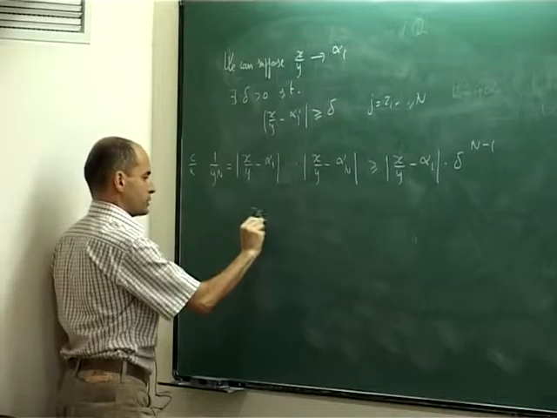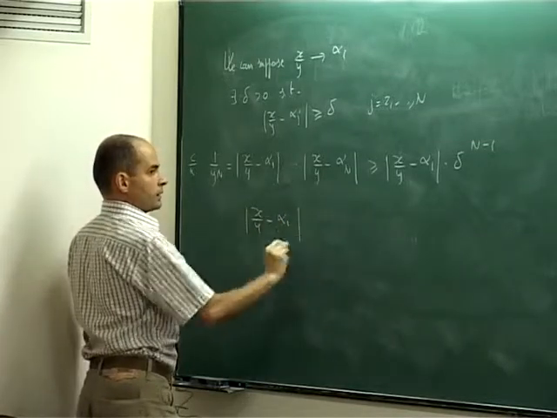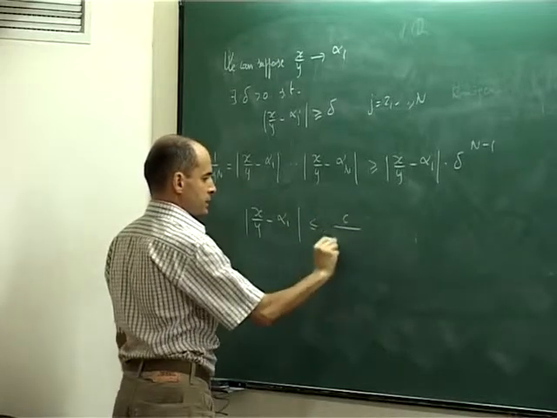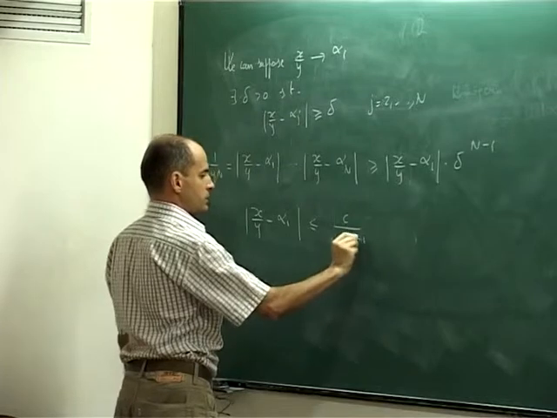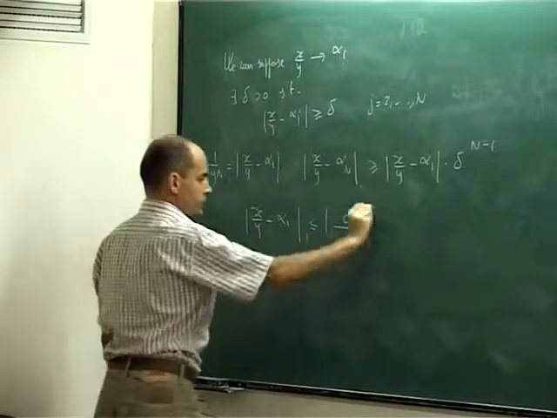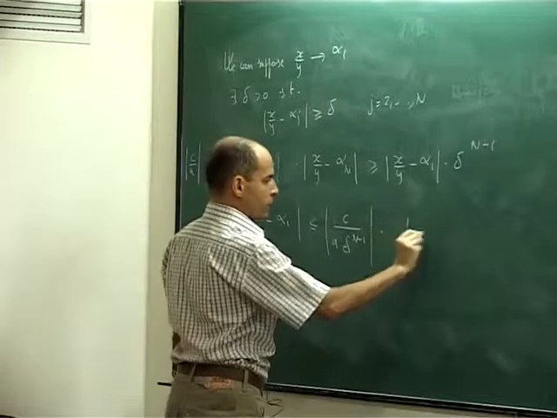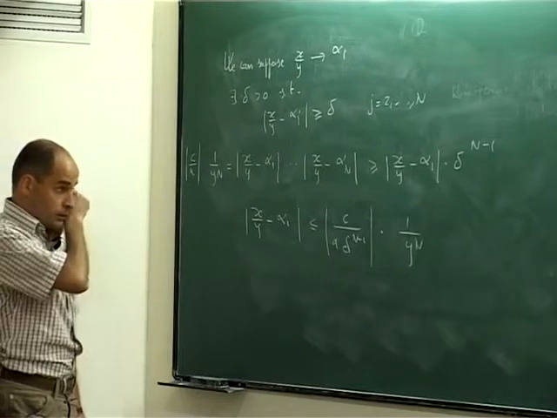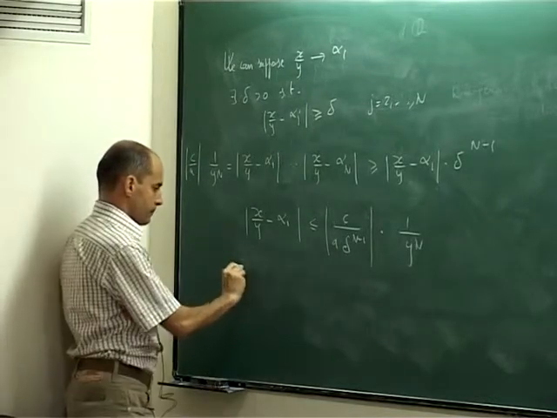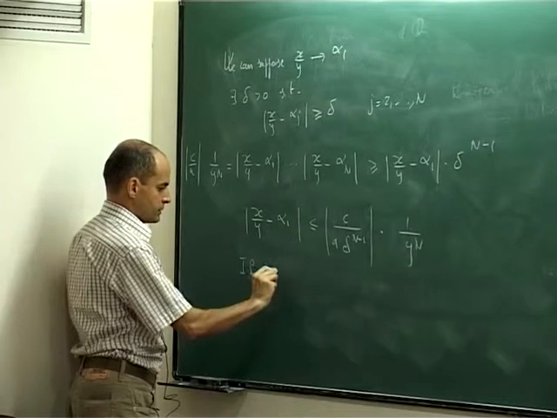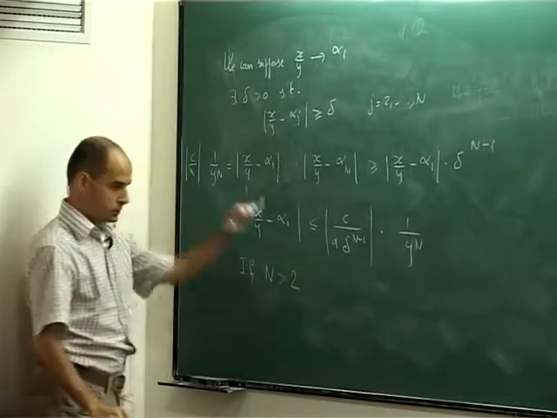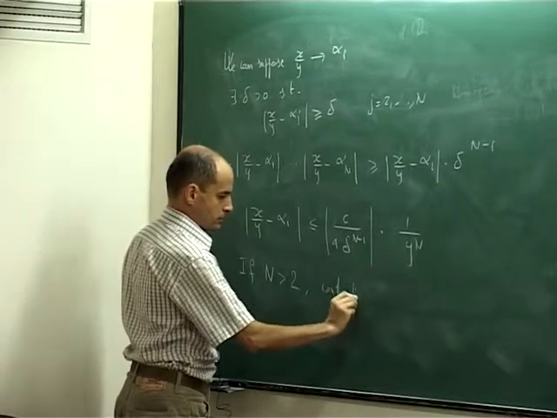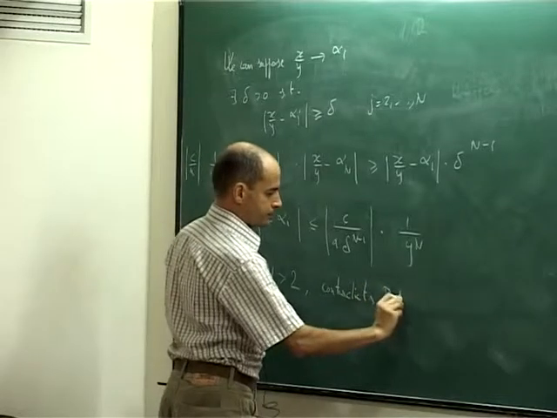So we obtain that the absolute value of x over y minus alpha 1 is less than the constant c over a delta to the n minus 1, in absolute value, multiplied by 1 over y to the n. And so if n is strictly larger than 2, this contradicts Roth's theorem.